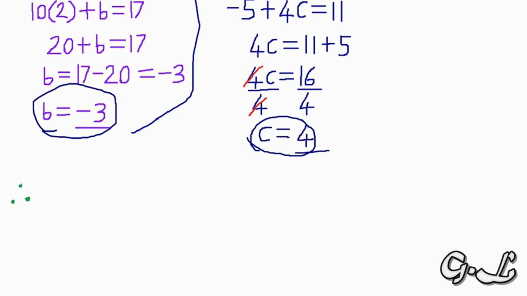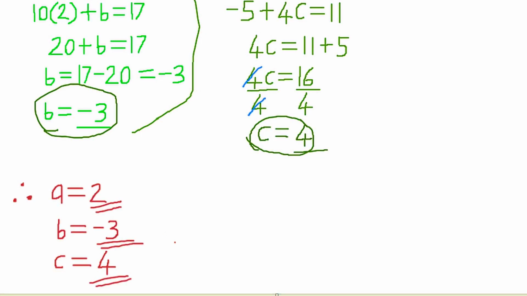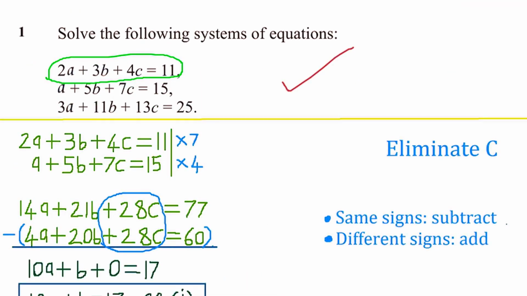So the overall answer is going to be like, therefore we have A as positive 2, and then B as negative 3, and C as positive 4. This is how you easily score marks in the exam.